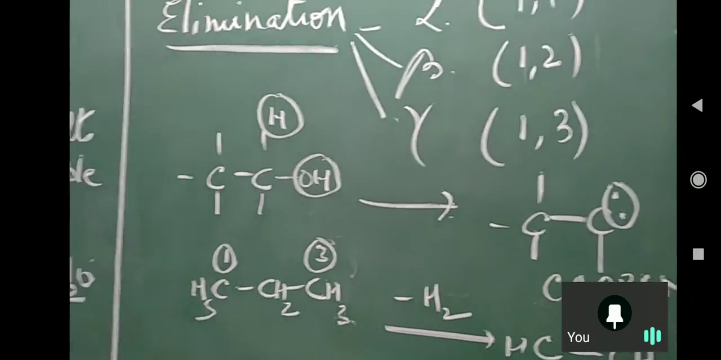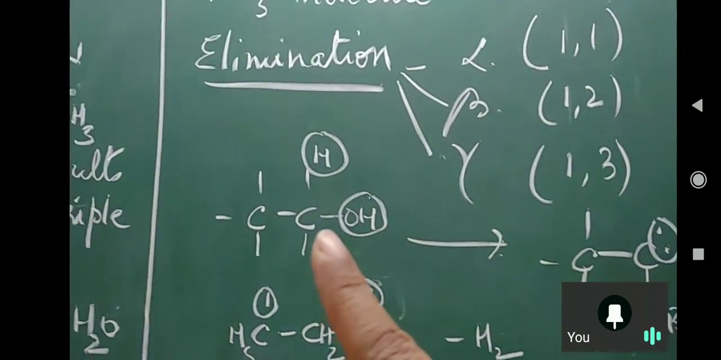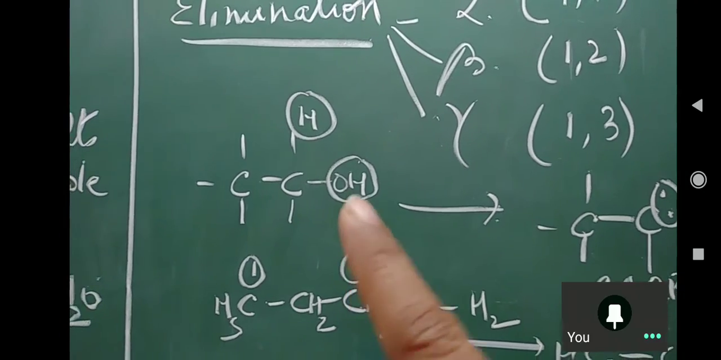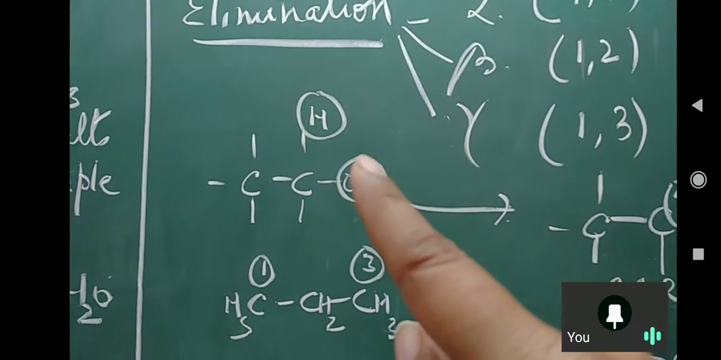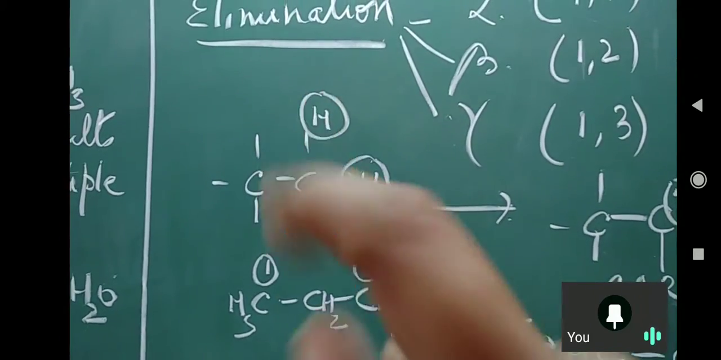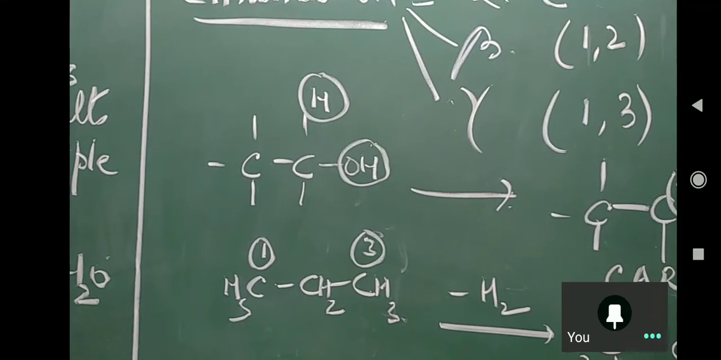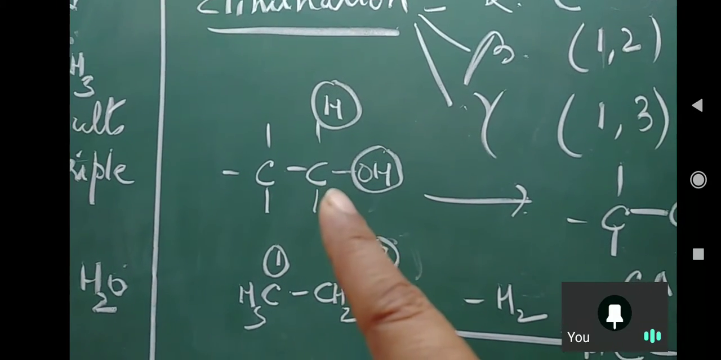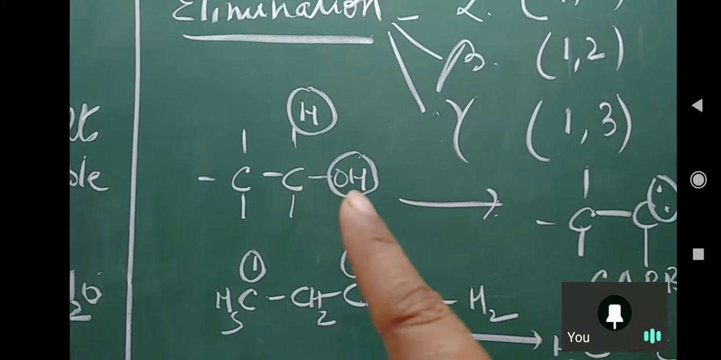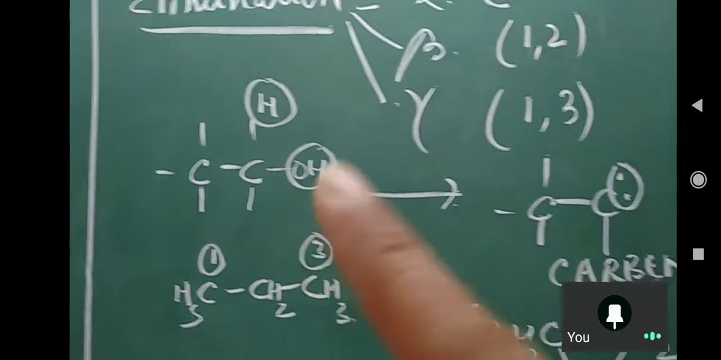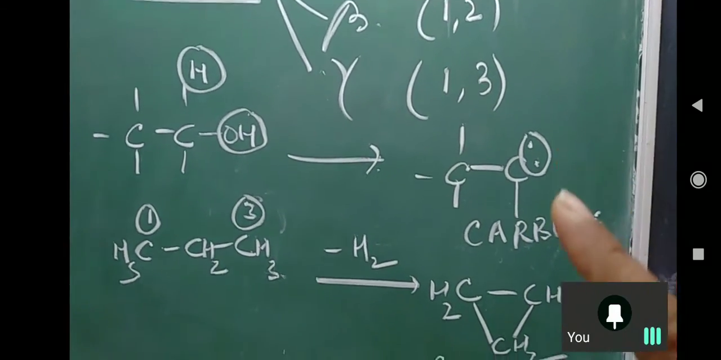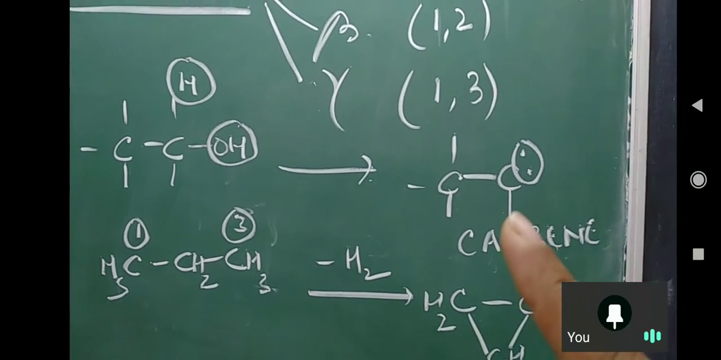Now let us see this example. See this example. Again it is ethanol. Suppose OH is lost from here and H is lost from here. One electron will be left here and one electron will be left here. And water will be formed. Yes. It will be like this. Two electrons on the same carbon atom.